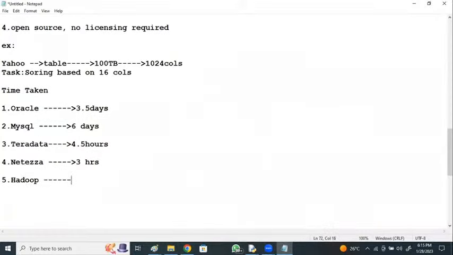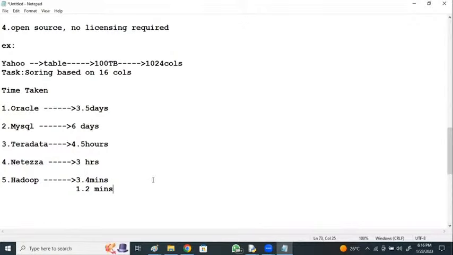It has just taken 3.4 minutes. And the latest version of Hadoop has taken just 1.2 minutes, right? If you talk about Spark, it will take seconds, right? Spark's speed is much faster than Hadoop. So this is the Hadoop speed, compared with other things where they have taken days and hours, Hadoop has taken just minutes of time.